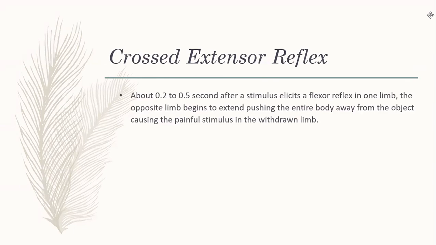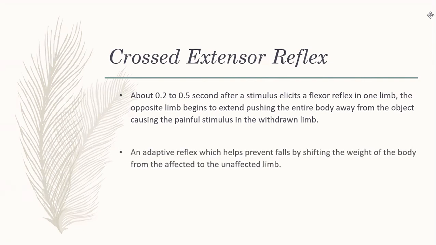Okay. So the cross-extensor reflex, this is what I explained earlier: if you stimulate the right arm, there will be flexion of the right arm, but the left arm will have an extension reflex. And we call it a cross-extensor reflex because the interneuron on the right spinal cord will synapse to the other side and stimulate the extensor muscles on the left, causing extension on the left arm. Next slide.